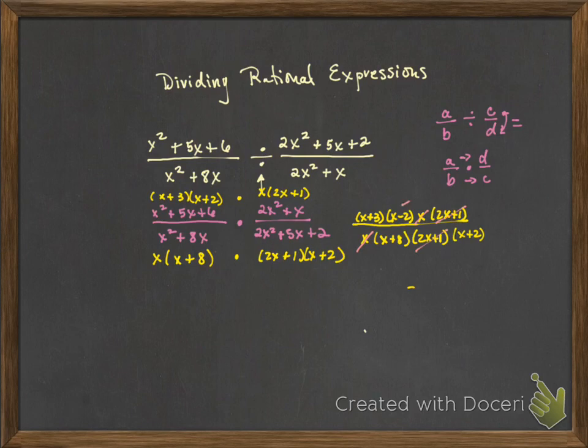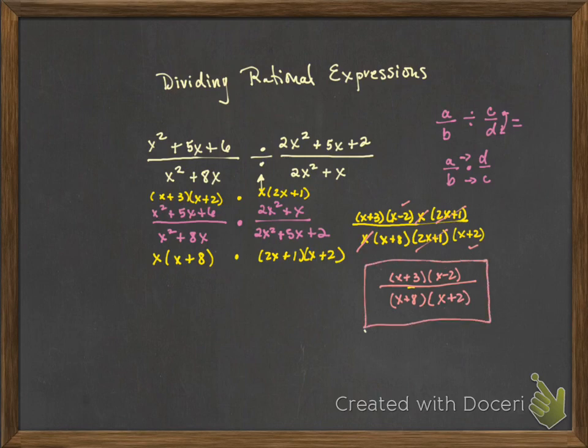So the x minus 2 here and the x plus 2 here are not common. They differ by a sign, so I cannot cancel them. So my final fraction is x plus 3 on the top, x minus 2, so that product, x plus 8, and x plus 2 on the bottom. So that is my final reduced rational expression after dividing these two. So let's just recap. If you divide one rational expression by another, you flip it, factor, reduce. That's it.